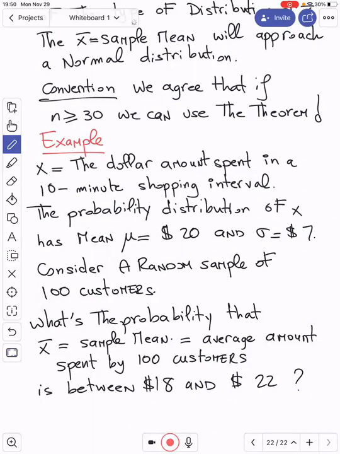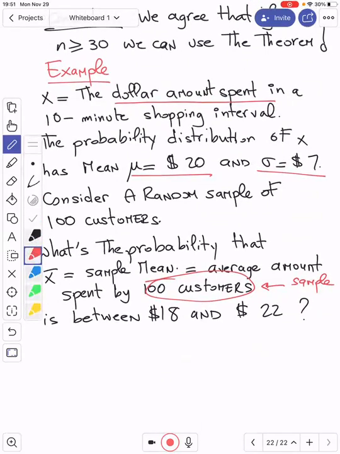As I said, X, the dollar amount spent in a 10-minute shopping interval, doesn't follow a normal distribution, but we know that its mean is 20 and standard deviation is sigma. Now we have a sample of 100 customers. This is our sample. So the size of the sample is 100, because we have 100 customers.